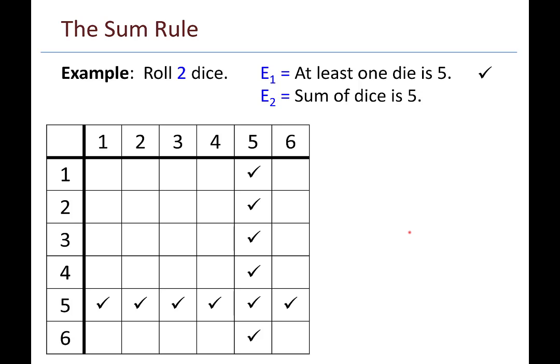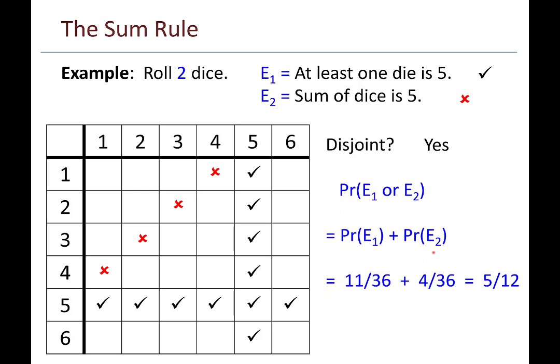So I've checked all the outcomes that satisfy event 1. And then event 2, I'll put a little X in those outcomes. Are these two events disjoint? Yes, I can see that because there's no overlap between the two sets. And so to compute the probability that event 1 or event 2 occurs, it's just the probability of event 1 plus the probability of event 2. There are 11 check marks and there are 4 X's, and so 11/36 plus 4/36, and our answer is 5/12.